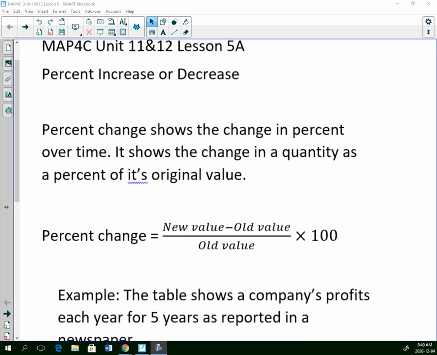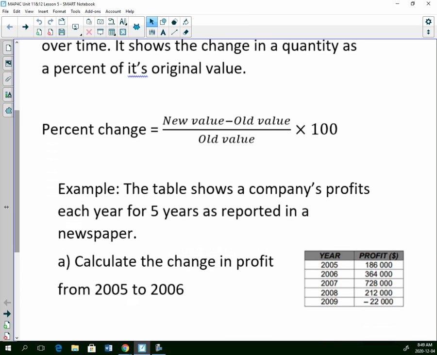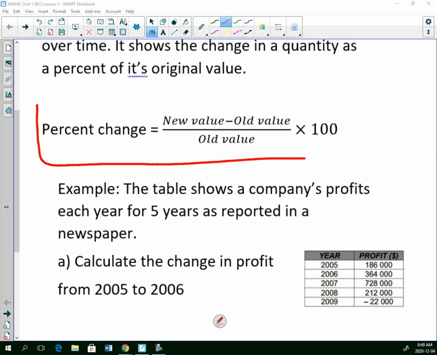Okay, so one thing in this unit is percent increase and decrease. So that is looking at how something is increasing or decreasing in value. Okay, so the calculation that we do is right here, percent change. So we always take the new value and we subtract the old value, and then we divide by the old value or the original value, and then we just times it by 100 to put it in percent.